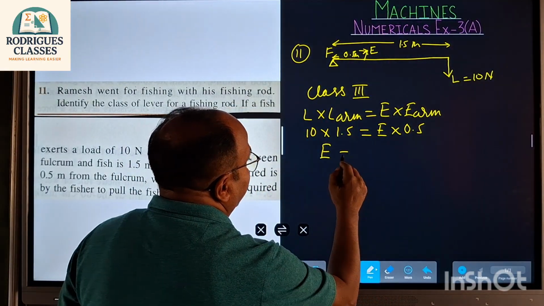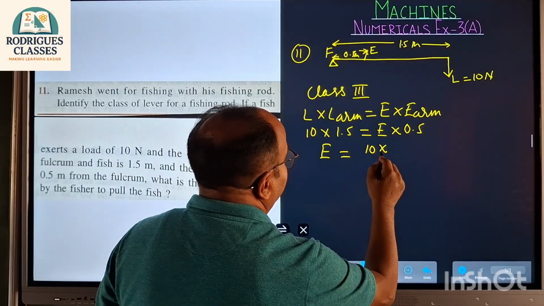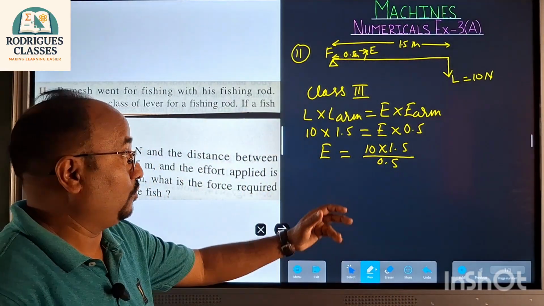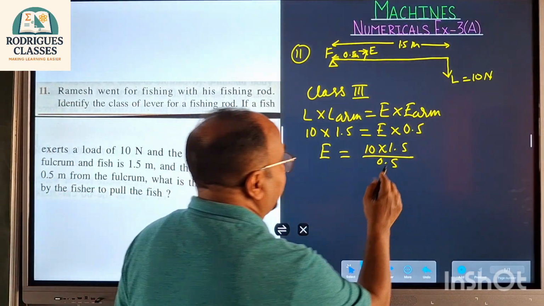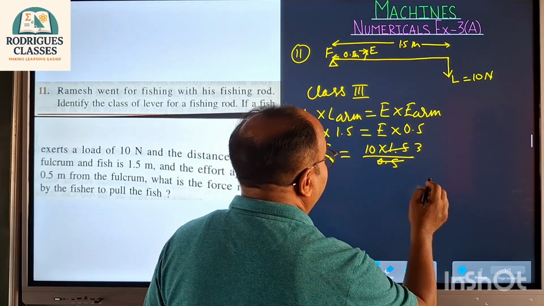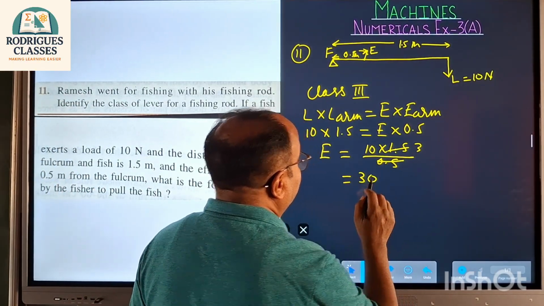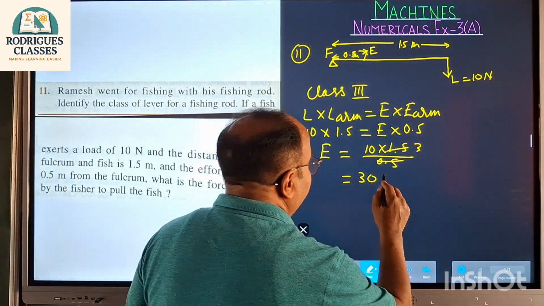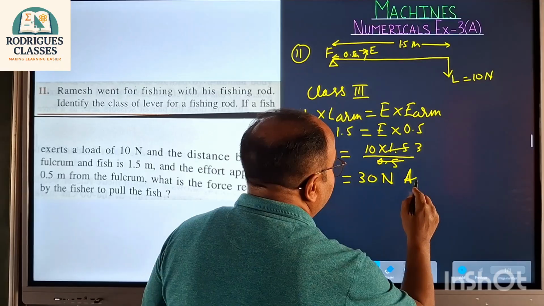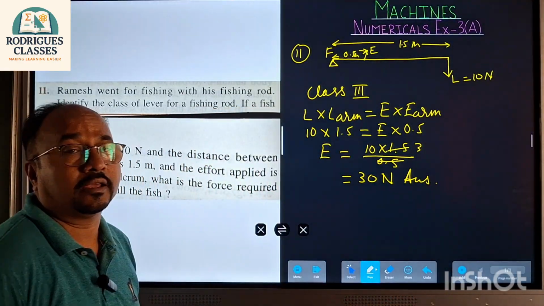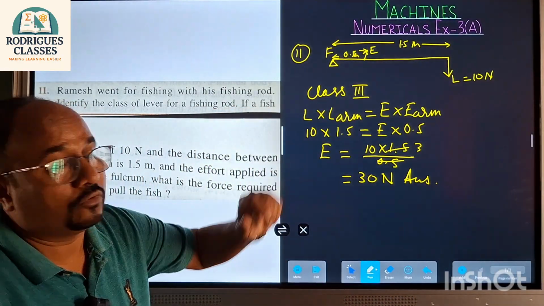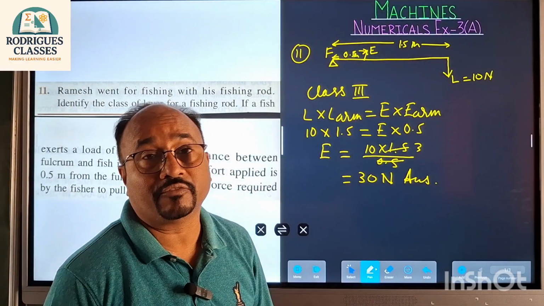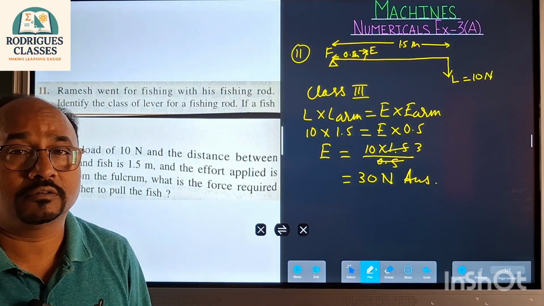So you will get effort as 10 into 1.5 by 0.5. You know 1.5 divided by 0.5 will give you 3. Okay, so that gives us 30. Here load was given in terms of Newton. So remember to write effort also in terms of Newton. So the fisherman has to apply an effort of 30 Newton to lift, with that fishing rod, a load, the fish weight, which is 10 Newton.